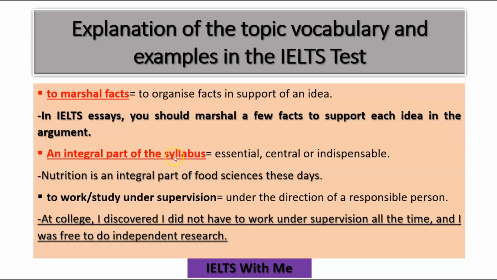An integral part of the syllabus, essential, central, or indispensable. Nutrition is an integral part of food sciences these days, currently. To work or study under supervision, under the direction of a responsible person, your supervisor. Responsible person here is your supervisor. At college, at school, I discovered I did not have to work under supervision all the time, and I was free to do independent research.